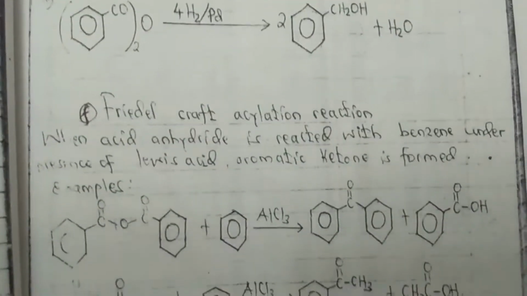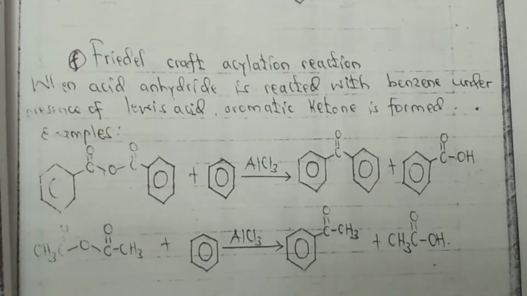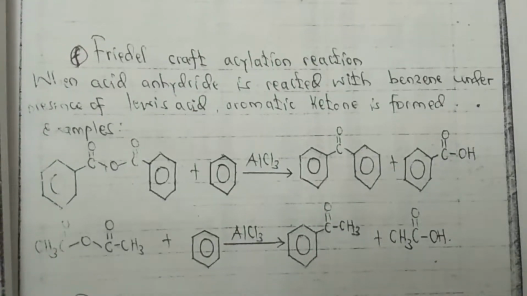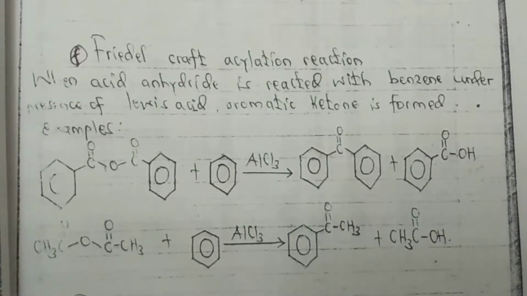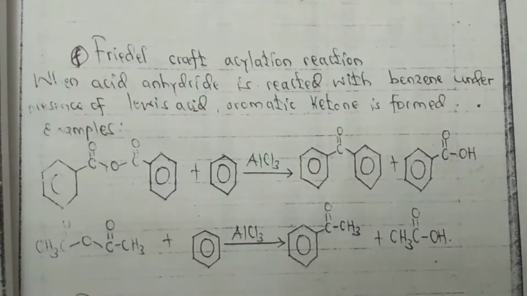Friedel-Crafts acylation reaction. This is the reaction of acid anhydride ambayo inaweza ika react na benzene, na kwa react na benzene itatupa product fulani. When acid anhydride is reacted with benzene under the presence of Lewis acid, aromatic ketone is formed. For example, this is an acid anhydride is reacted with benzene, then you form an aromatic ketone like this one.